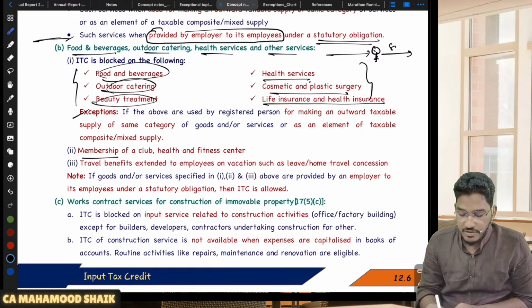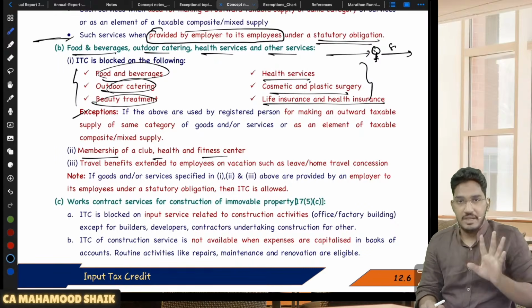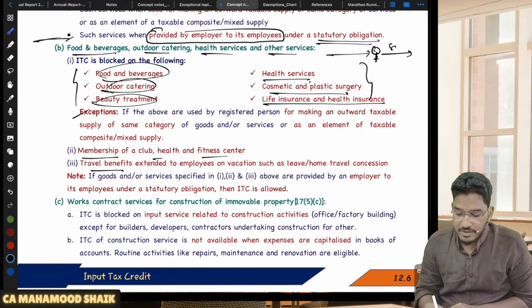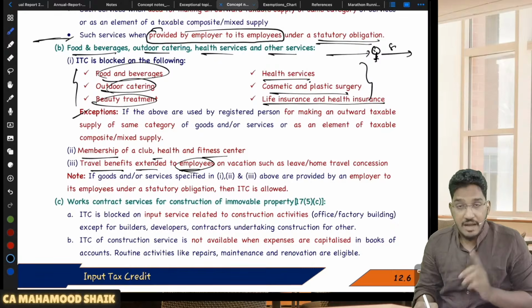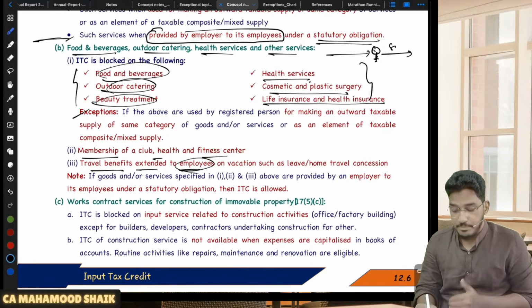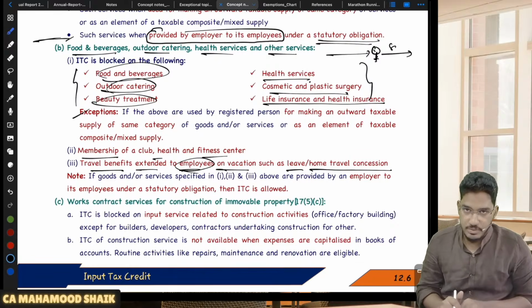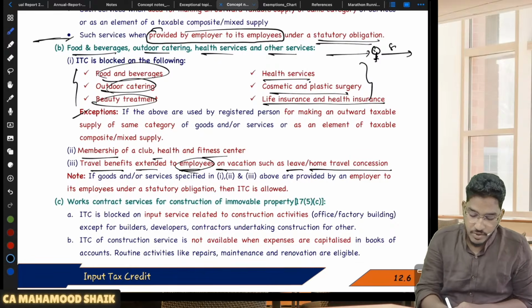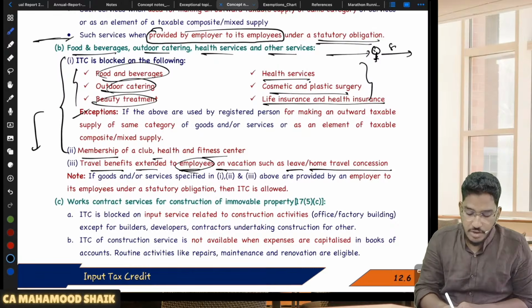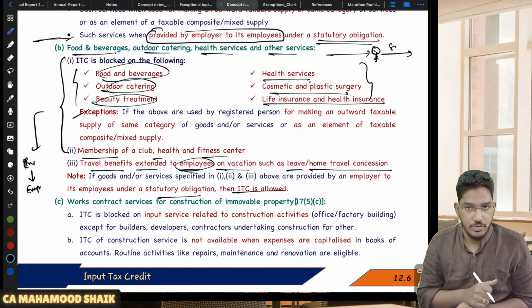Then membership of a club, health and fitness center, you can never avail ITC on it. Travel benefits extended to employees: if the company is extending travel benefits to their employees on vacation, such as leave or home travel concession, on that also ITC will not become available. However, they say one point here: if any of these services are procured by the employer because they have to provide that to their employee under some statutory obligation, then ITC will be allowed.